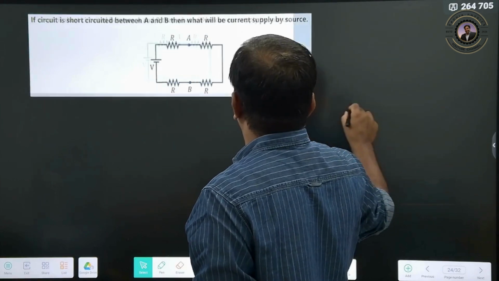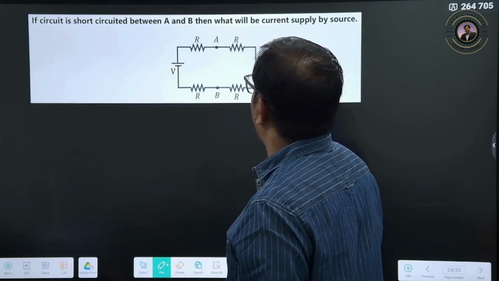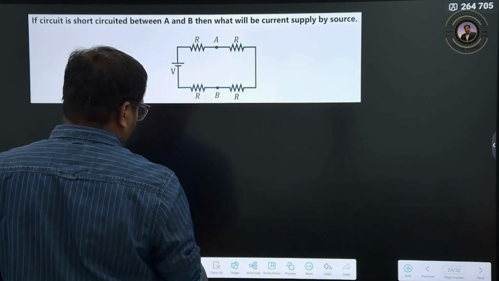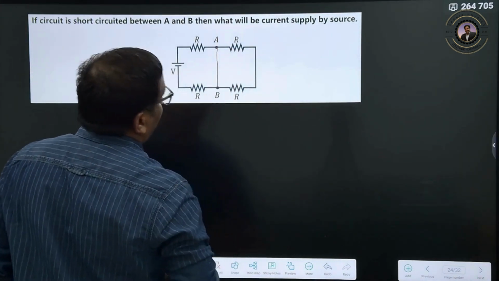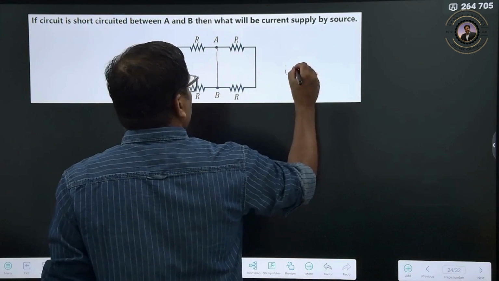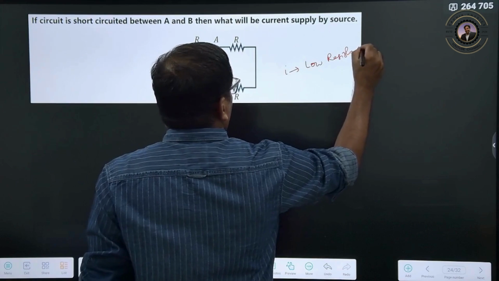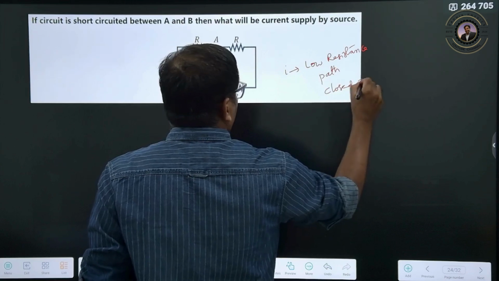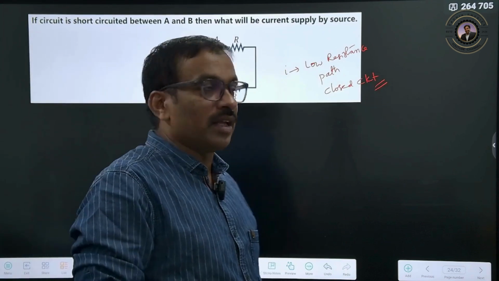So here, if the circuit is short circuited between A and B, what will be the current supplied by the source? Short circuit means just connect one wire. Always remember that current will always choose to flow along the low resistance path and make a closed circuit. It does not want to flow along the high resistance path.